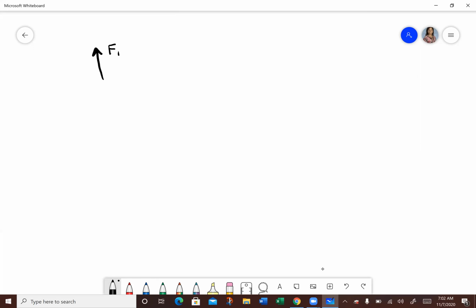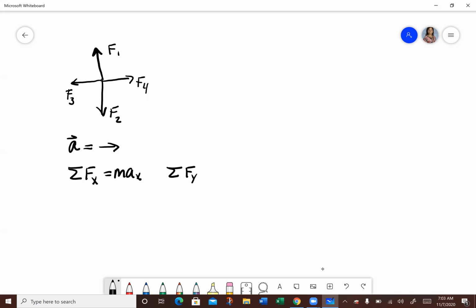F1, F2, F3, and F4. The first question asks, if the object is accelerating, your net acceleration is to the right. In order for that to happen, remember, you have to have a summation of forces. The balance of the forces must be to the right. The summation of forces in the y, and so on. So this goes back to the very basics.